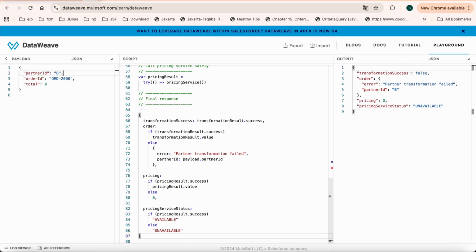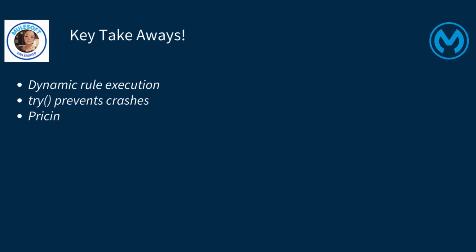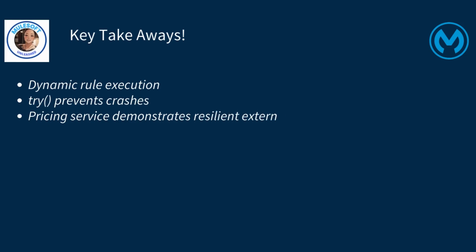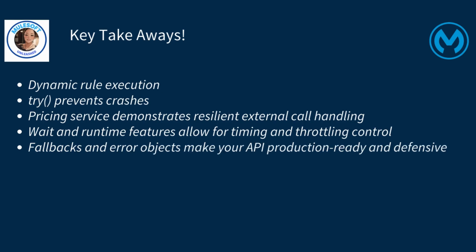Try prevents crashes on invalid or incomplete data. Pricing service demonstrates resilient external call handling. Wait and runtime features allow for timing and throttling control. Fallbacks and error objects make your API production ready and defensive.